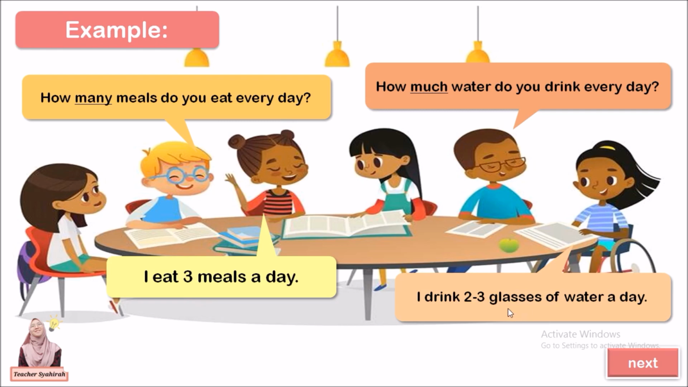Betul kat sini, dia tak tulis 2 to 3 water kan. Dia tak tulis 2 hingga ke 3 air. Dia guna 2 hingga ke 3 gelas air. Sebab gelas, kalau glass of water ni baru kita boleh kira. So, kalau benda yang kita tak boleh kira, kita guna much. Kalau benda yang boleh kira, kita guna many.